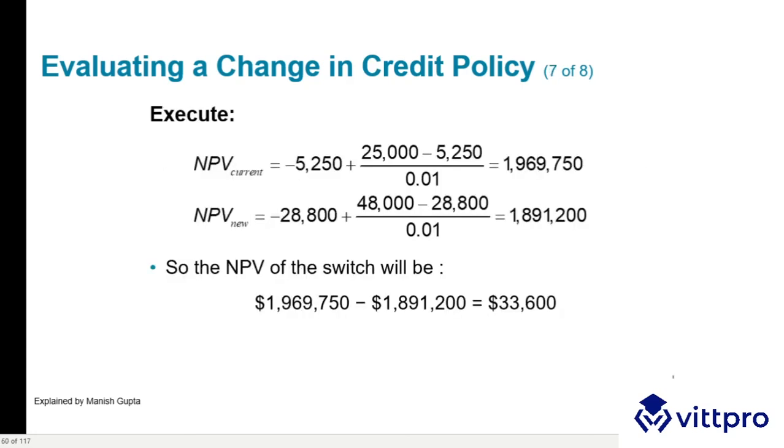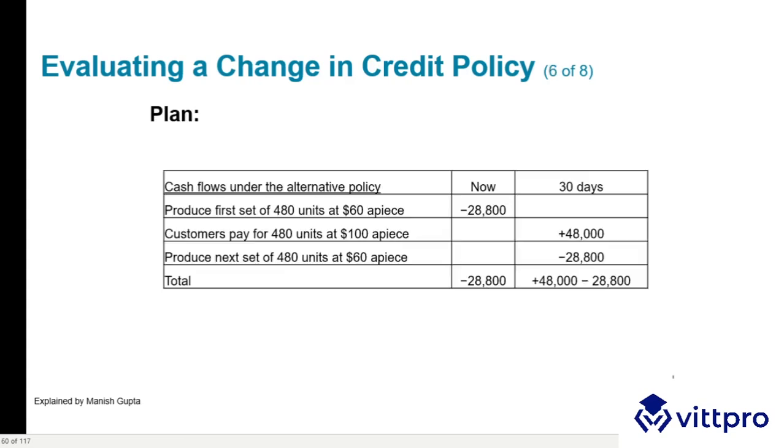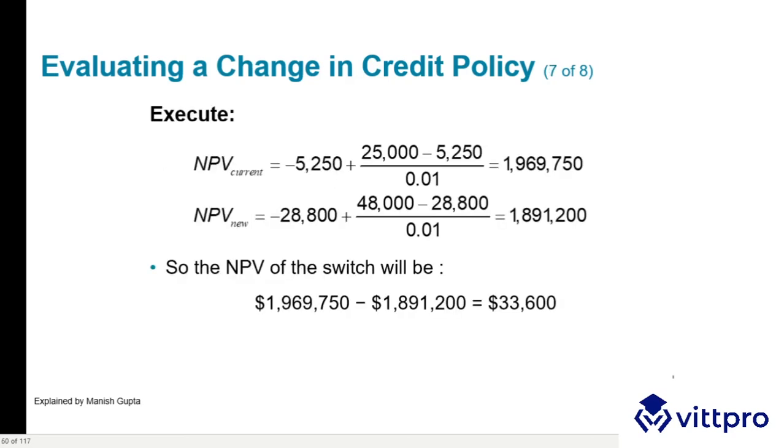So for the incremental analysis, one way is to calculate the NPV of both, or calculate the incremental amount, right? So you have to evaluate both choices. The NPV of the current one is 1,900, and the NPV of the second one is 1,891. So the way to calculate is also simple, right?